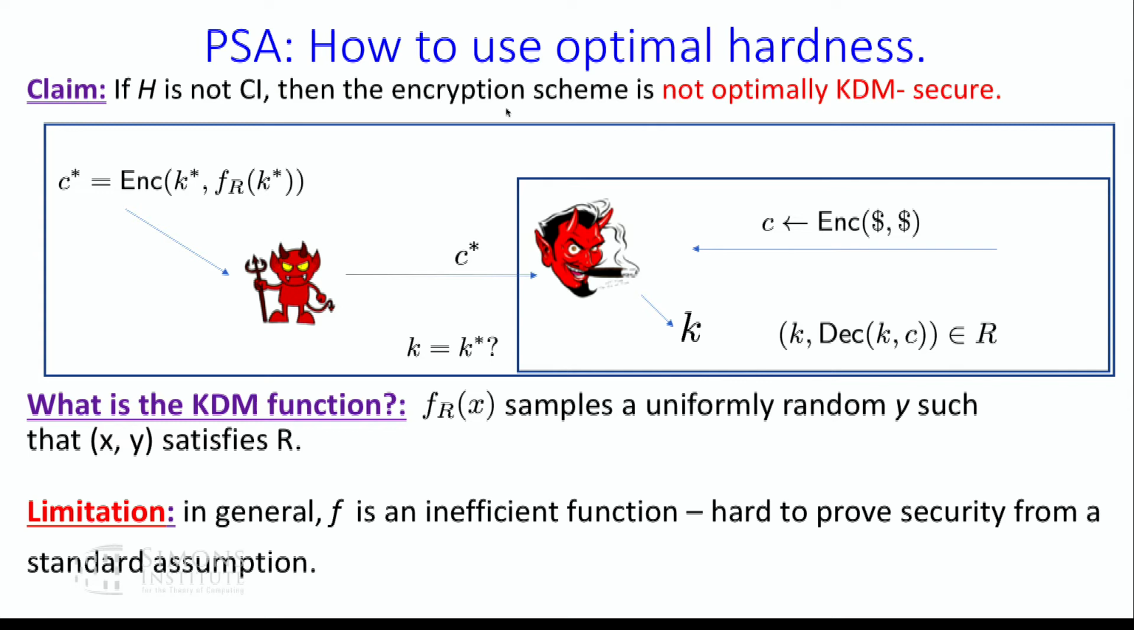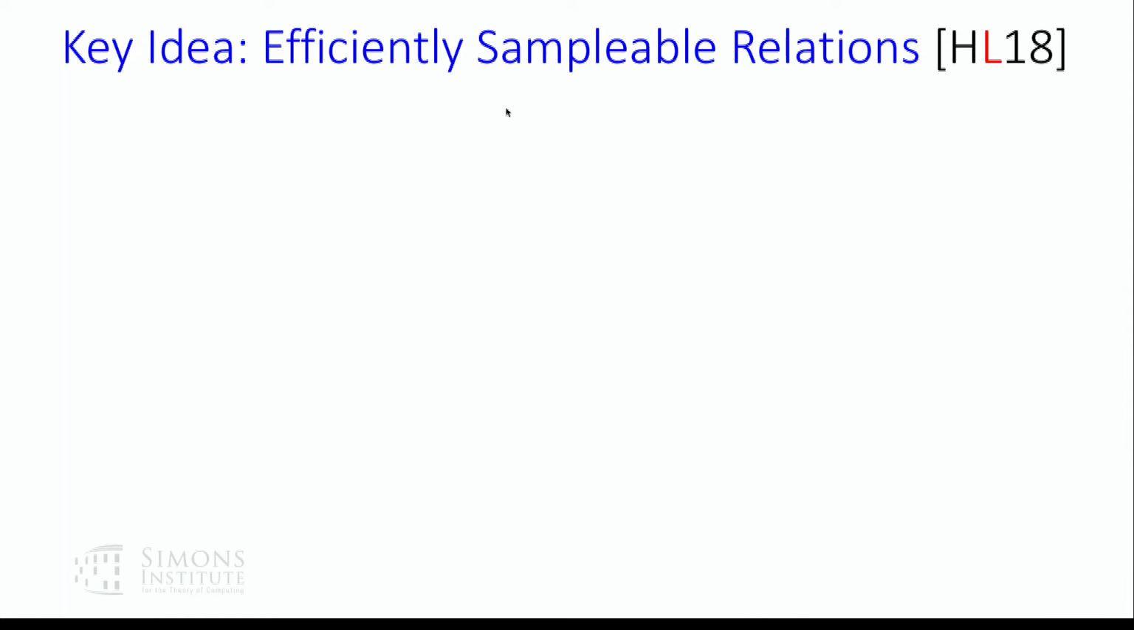So I don't mean to say that it is impossible to make this go through. If your goal is still to do Fiat-Shamir for all proofs, to get correlation tractability for all relations, you're going to have to deal with this problem. But this already suggests that it might be easier to identify situations where f can be an efficient function, which might make it easier to prove security. And so this is exactly what we do.